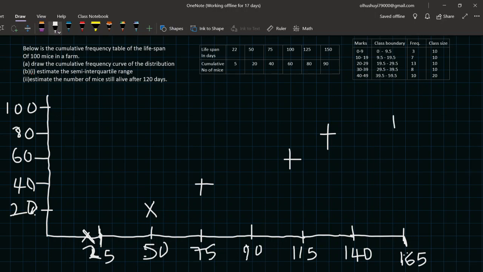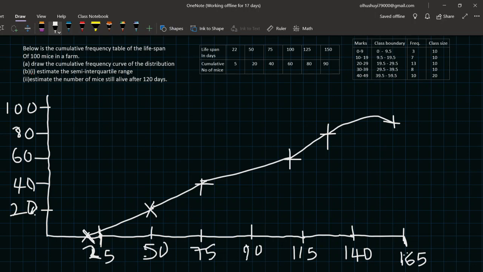150 to 90. Yeah, so I haven't gotten that. You trace them. All you have to do is trace this, trace this, to get your ogive. Trace this to this, trace this to this, trace this to this. So that will form your ogive.